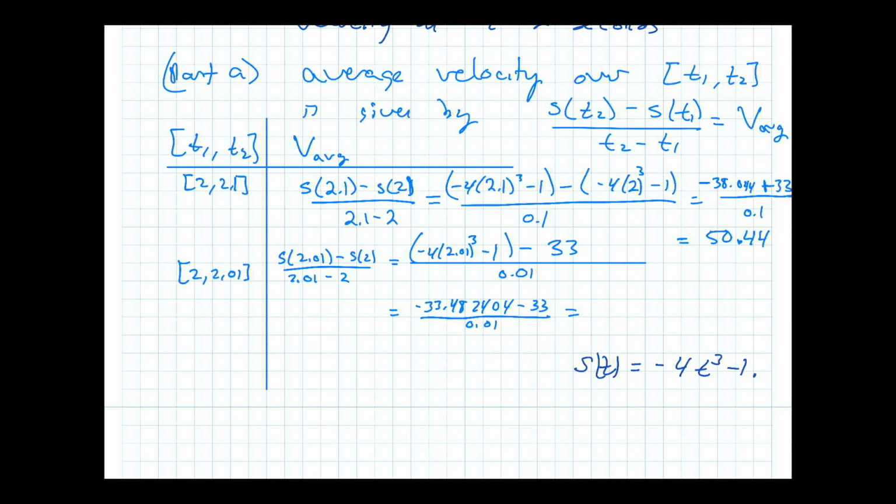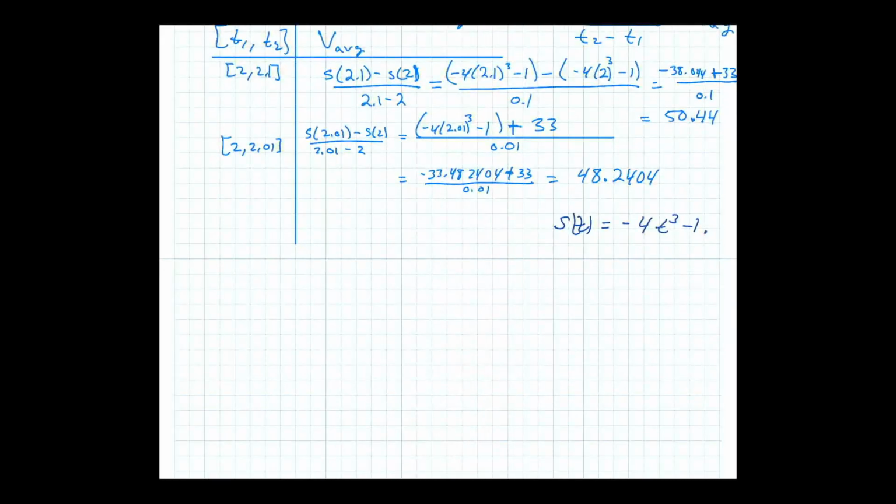Okay. Now, when we get down here, I copied this result from here, but it was a plus. But this is supposed to be a plus. Let me redo this. This is a plus. This is a plus. And now we can do that calculation here. So negative 33.482404 plus 33 divided by 0.01. And I get 48.2404. Okay.